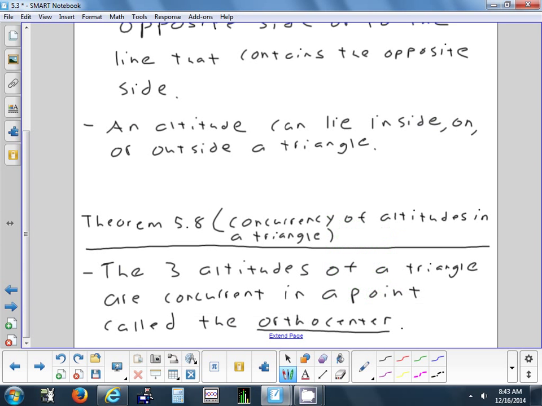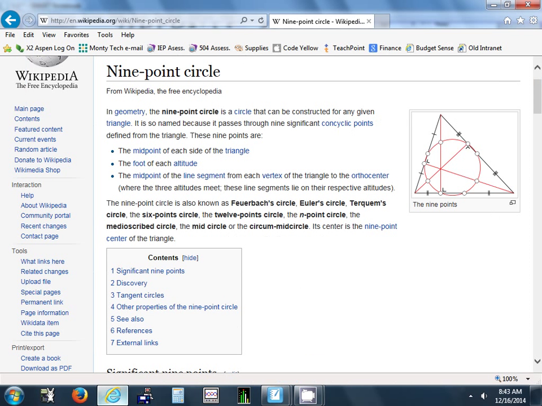Right, so actually, let's take a quick look at that 9-point circle. So here's the 9-point circle. And some of these points you guys know, we just talked about. The midpoint of each side of the triangle. So if you find all the midpoints, those are 3 of the points that this 9-point circle goes through. The foot of each altitude. The foot basically is the point where the altitude intersects the other side. We've talked about those as well. So you've got that. That's 3 more, so that gives you 6.